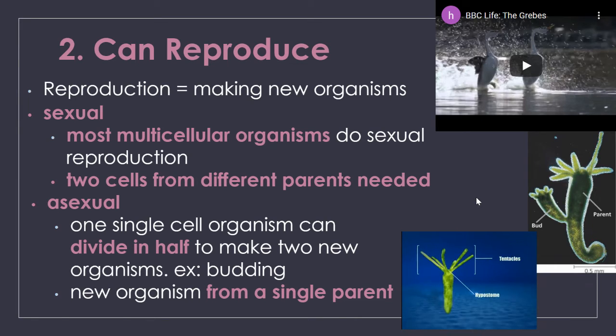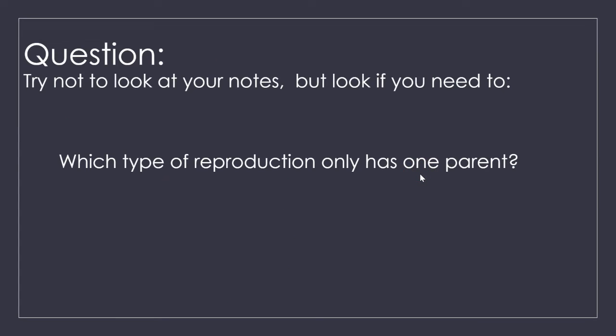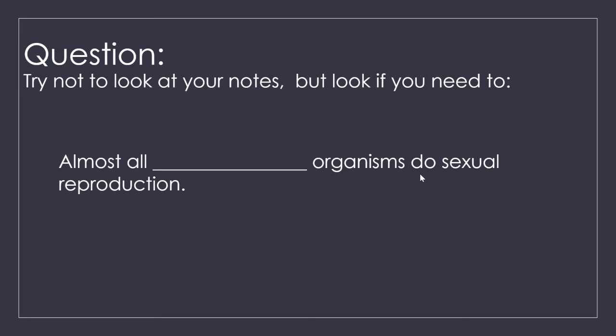It needs to make a new Hydra through budding, and it does not have a mate, so you never saw a mate. It's just one Hydra. It's going to have a bud grow off of it, and it detaches and then becomes a new bud that is exactly identical to its parent once it grows up. So kind of interesting. All right, so what type of reproduction only has one parent? That is called asexual. And almost all, what kind of organisms do sexual reproduction? Almost all multicellular organisms do sexual reproduction.